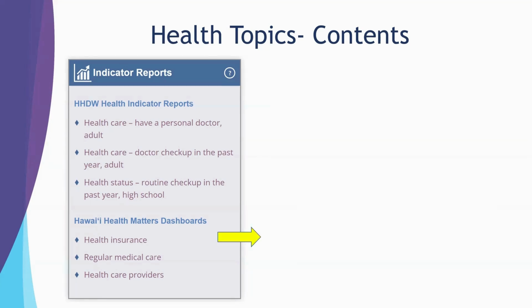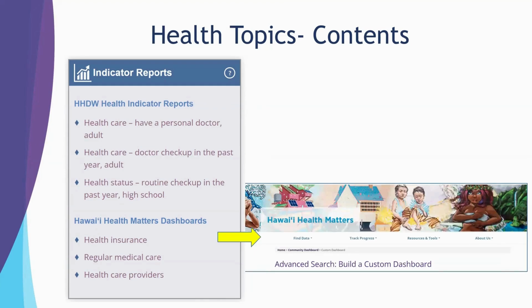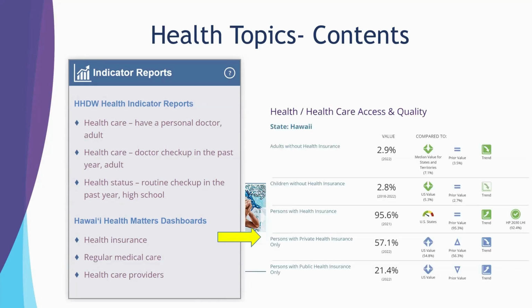The Hawaii Health Matters dashboards provide a customized collection of related health indicators displayed on our sister site, Hawaii Health Matters. Here you can see the dashboard for health insurance, displaying all the indicators involving this topic area. If you've used Hawaii Health Matters, this will look familiar to you. And these dashboards are a great way to get a feel for what data is available around a given topic.